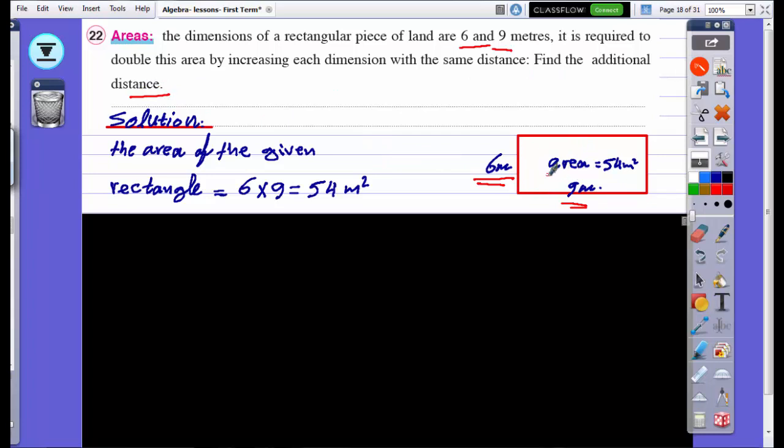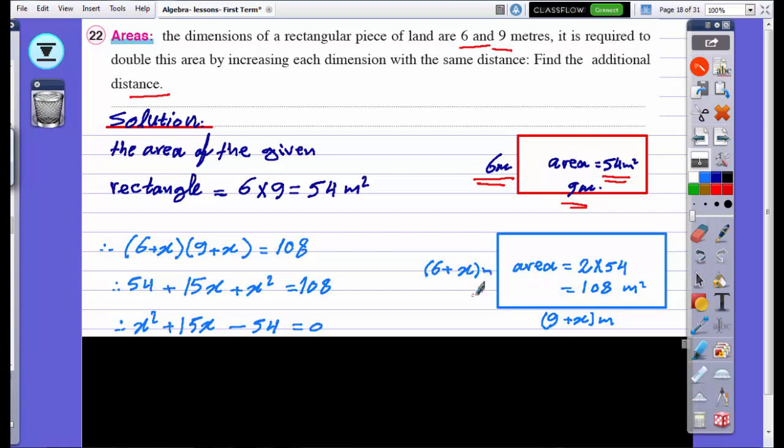So its area equals length multiply width, 6 multiply 9, which equals 54 square meters. So the area of the given rectangle is 54 square meters. And the dimensions of the required rectangle are 6 plus x and 9 plus x meters, of course. It is required to double this area by increasing each dimension by the same distance. We consider the increasing distance equals x. So the new dimensions are 6 plus x and 9 plus x.